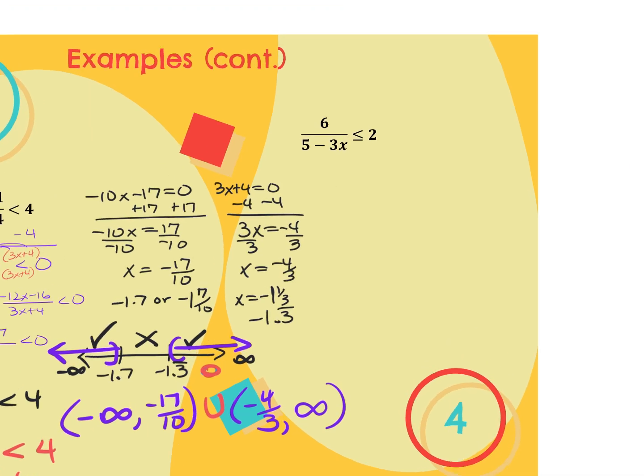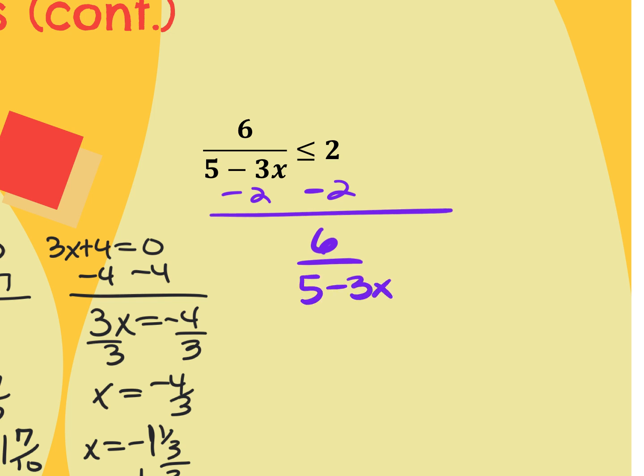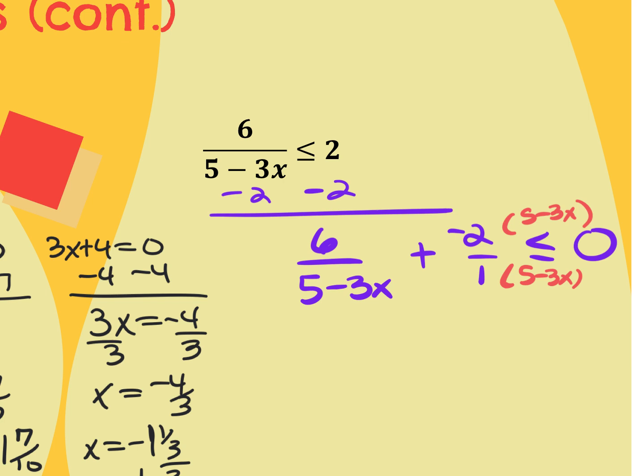Again, do not solve it as a proportion. So what we need to do is subtract 2 from both sides. And now my fraction becomes 6 over 5 minus 3x minus, and I could put 2 over 1, less than or equal to 0. My LCD is the 5 minus 3x. So I'm going to multiply that to the numerator and the denominator here. And I'm going to distribute this 2 as a negative 2.